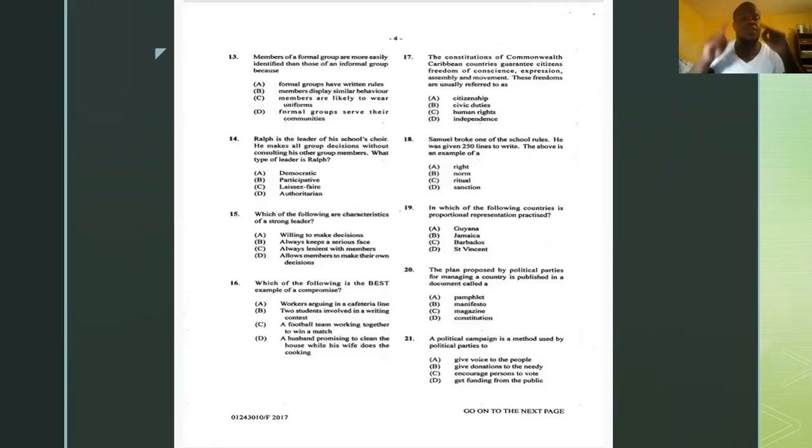But remember, we're looking for the best possible answer. So the name for the document that political parties usually put out to say what they're going to do if they're elected is called a manifesto. So the answer for number 20 is B, manifesto.